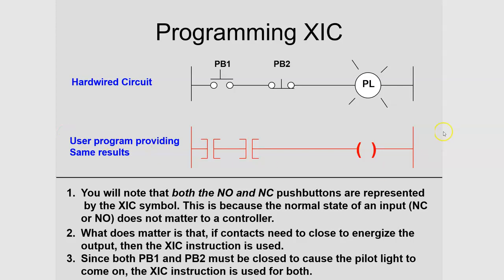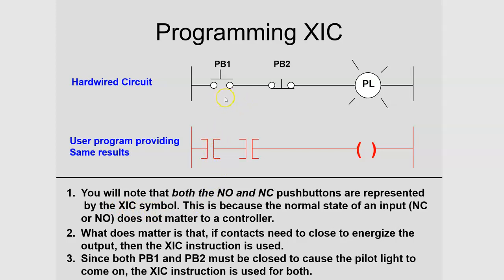So what do we have here? It looks like we have PB1, PB2. PB1 is a normally open push button. PB2 is a normally closed push button. And over here we have the symbol for a light or lamp, PL, pilot light. Now it says you will note that both normally open and normally closed push buttons are represented by the examine if closed symbol, and they're referring to this.